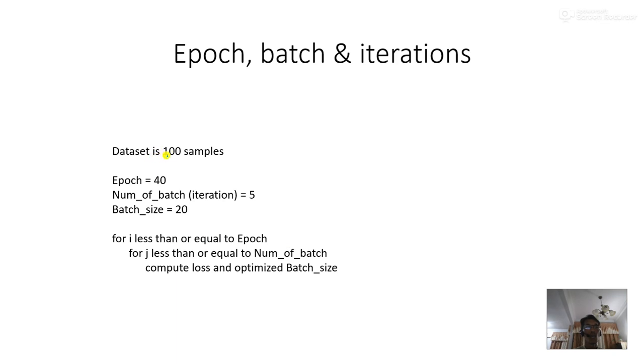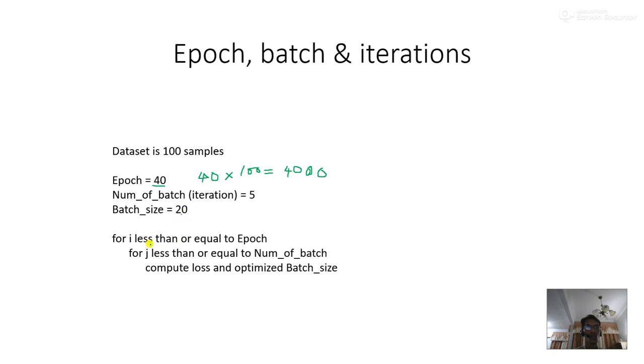And this is an example of a loop. You have 100 samples here. Let's say you have 40 epochs. So when you have 40 epochs, you do 40 times 100, which equals 4000. So 4000 samples are going to go forward and backward. The number of batches is 5 iterations, meaning one batch consists of 20.